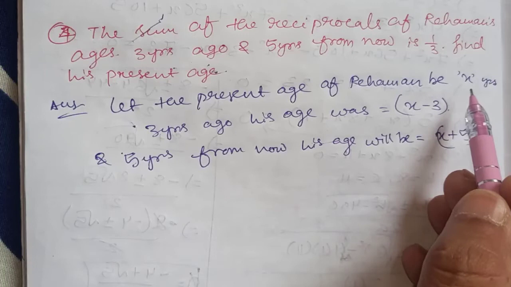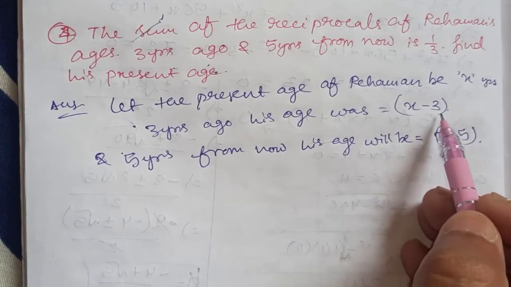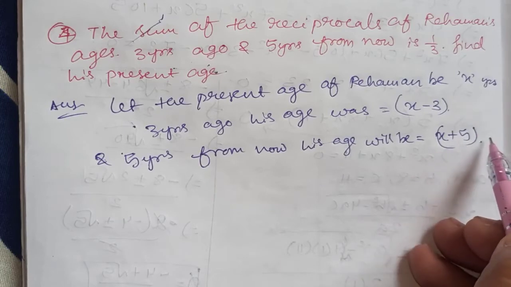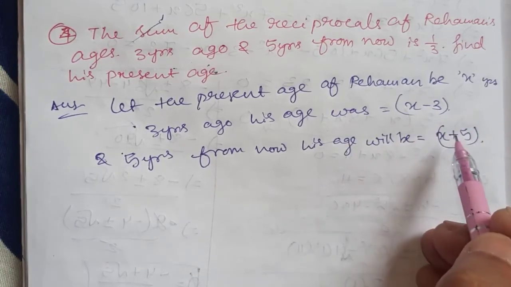Suppose his age is 20. 3 years ago it will be 20 minus 3, 17. 5 years from now it will be 20 plus 5, 25. Okay, so in this way we will get the relation.